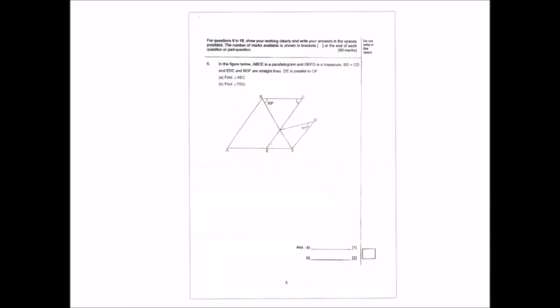Okay, so move on. Question 6. In the figure below, ABCE is a parallelogram and DEFG is a trapezium. BD equals to CD, and EDC and BDF are straight lines. DE is parallel to GF. That is quite a lot of information, so make sure you mark out all the shapes properly first before you proceed to solving the question. If not, you will have missing information that you will need to get the answer.